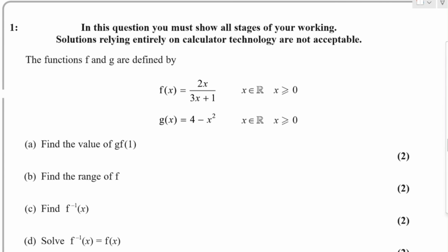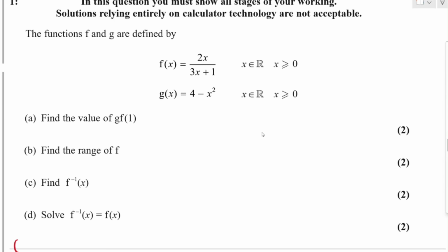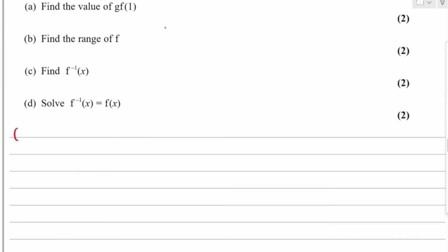We can see there are two functions, f(x) and g(x), given. The f(x) function is equal to 2x divided by 3x plus 1 and the g(x) function is equal to 4 minus x squared. The domains of these functions are also given. Now for part A, we have to find the value of gf(1).